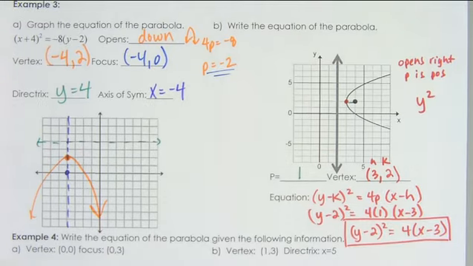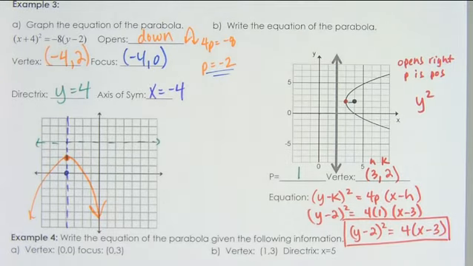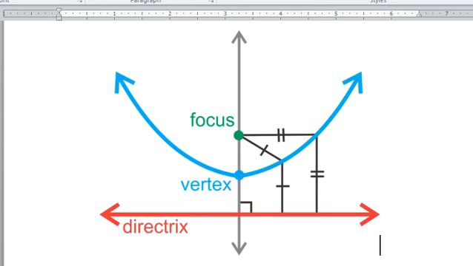All right, before going on, I want to just show you guys something here really quick, because I didn't really explain exactly what the focus and the directrix were. So here's this blue parabola. Here's the vertex. The distance here is what we would call p. If you pick any point on the parabola and you draw a line from the focus and a perpendicular line to the directrix, those distances are always going to be the same.